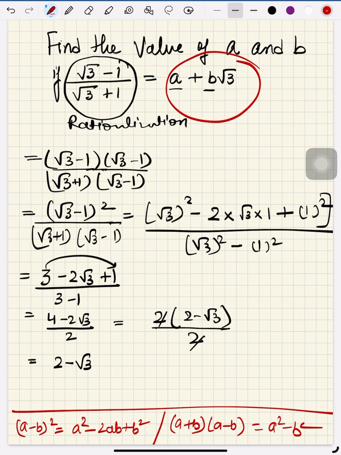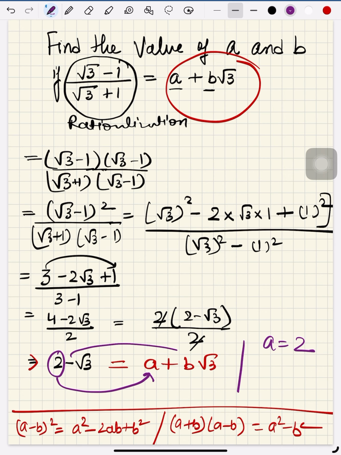So 2 minus root 3 is equal to a plus b root 3. You can compare where this is a. So the value of a is 2, and there is a negative sign, so b must be negative. So b is equal to root 3, and that is b equal to minus 1. Right? You can compare it. You understand that a is 2 and b root 3. So that means b is negative 1.